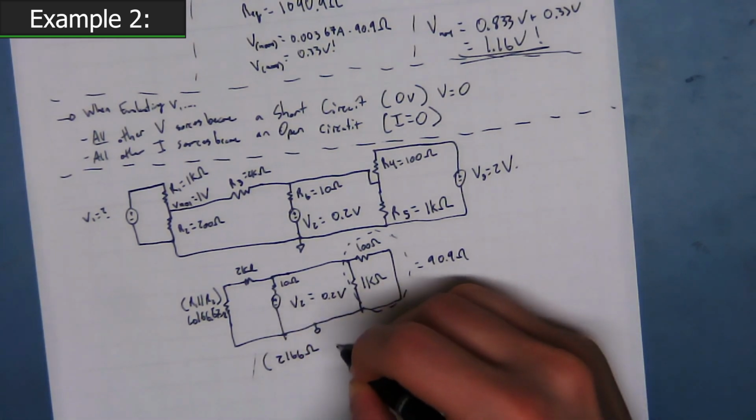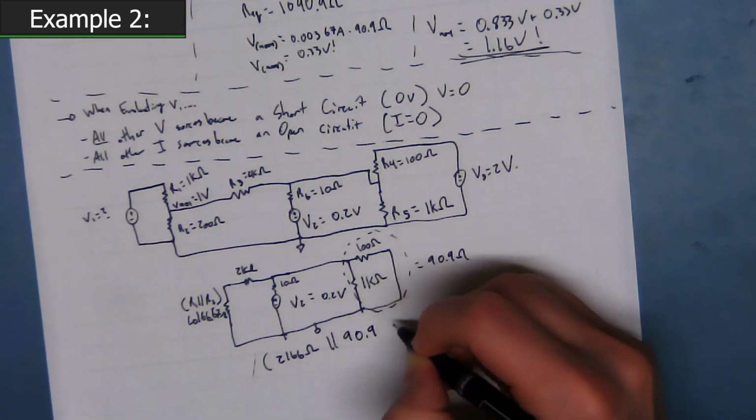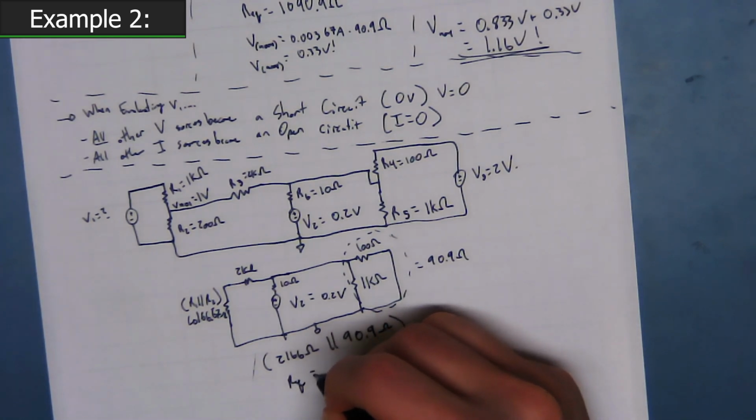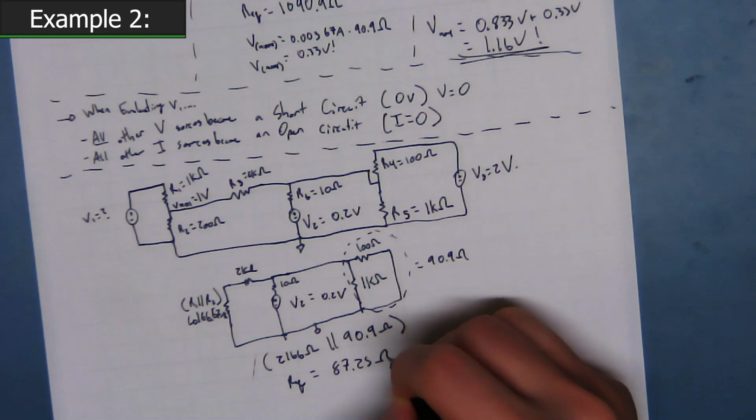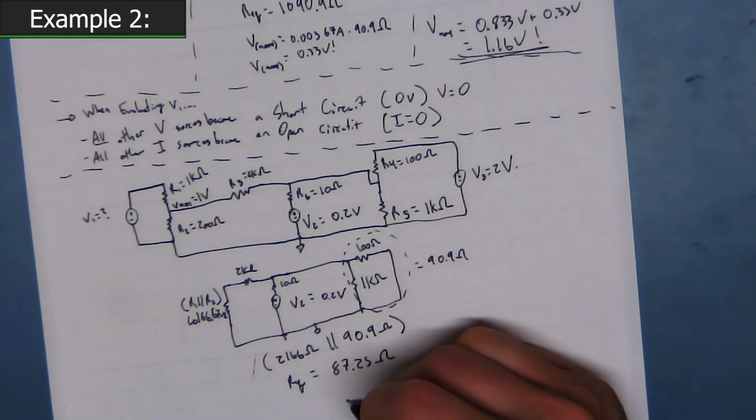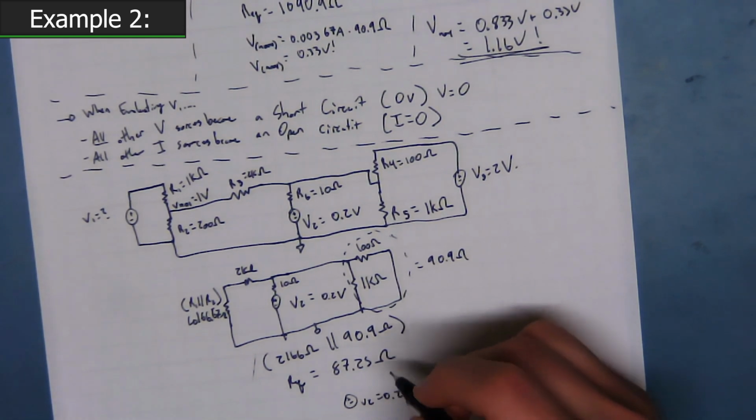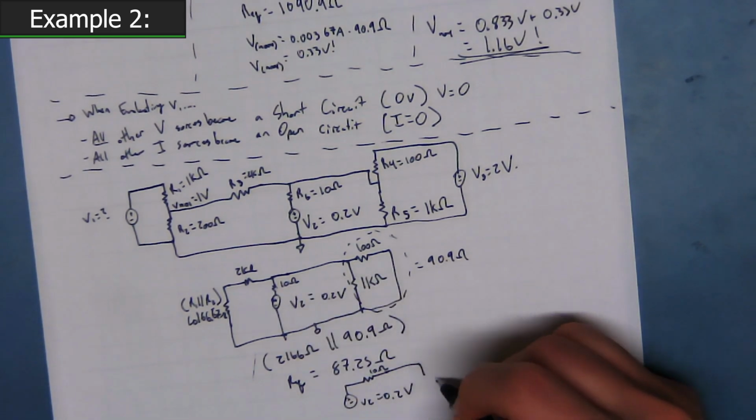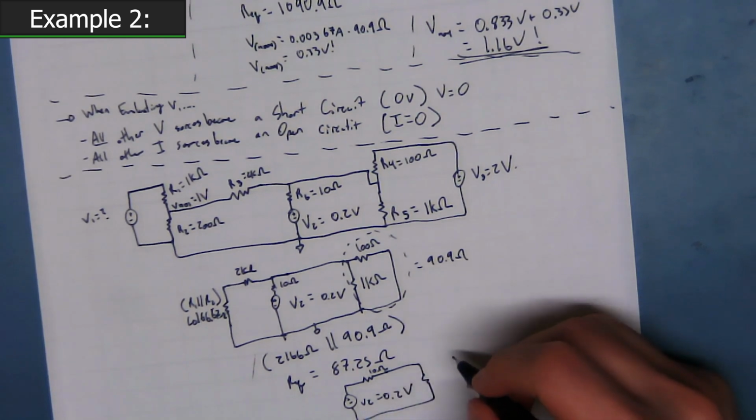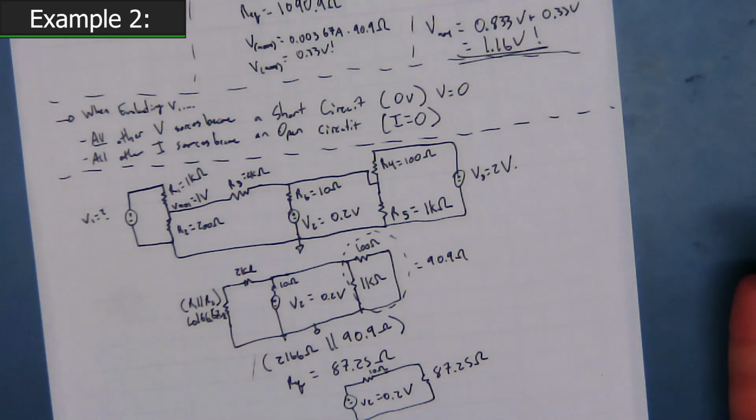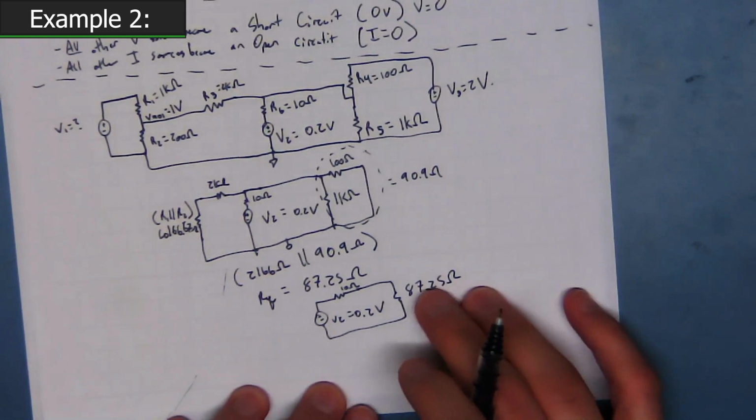Now we've got 2166 ohms in parallel with 90.9 ohms, and we get an REQ of 87.25 ohms. Okay, let's draw this again. Now we have V2, 0.2 volts. Got a 10 ohm resistor. Then we've got our second combination, our 87.25 ohms. Hey, we can do some simple circuit analysis with this, right?